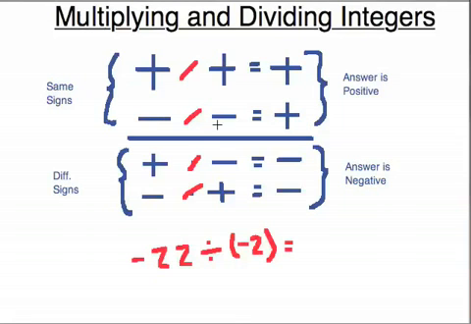That's up here, the same signs. The answer is positive. So first of all, 22 divided by 2 is 11. And a negative divided by a negative is positive, so the answer is positive 11. And you can write the plus sign if you want, but you don't have to, because if the sign's not there, it's automatically positive. And I hope this has helped you understand a little better the rules for multiplying and dividing integers.